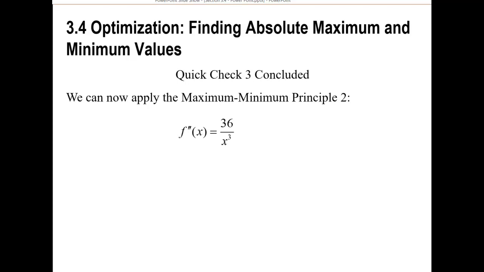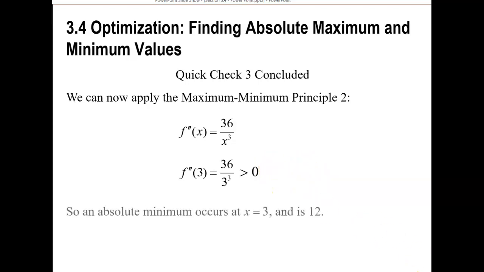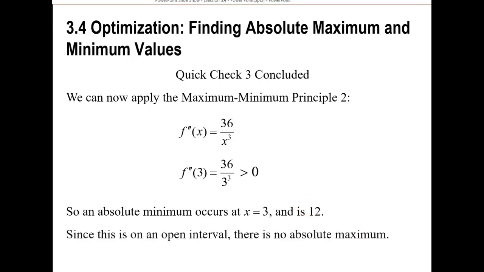So the second derivative is 36 over x cubed. Plug in your critical value. That's a positive number. So that's, again, positive second derivative means concave up, meaning we have a min. So an absolute min occurs when x is 3, and the min value is 12, because if you plug 3 back into the original function, you would get 12. And again, since it's on an open interval, we don't check endpoints, and so there's no max.